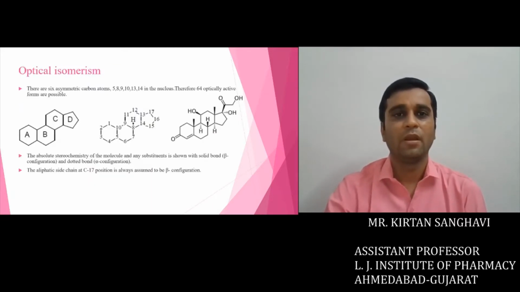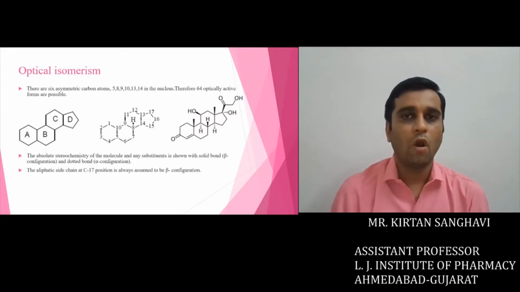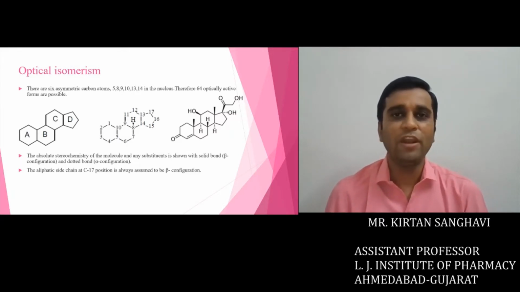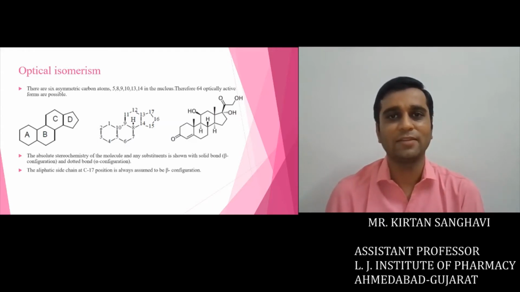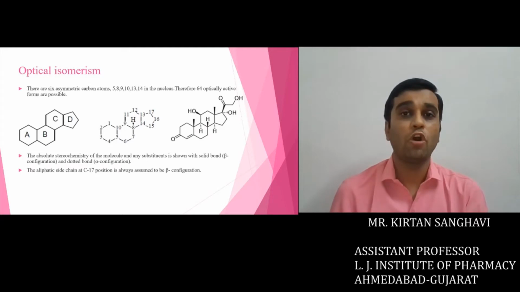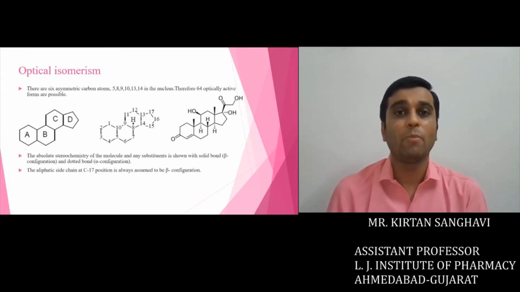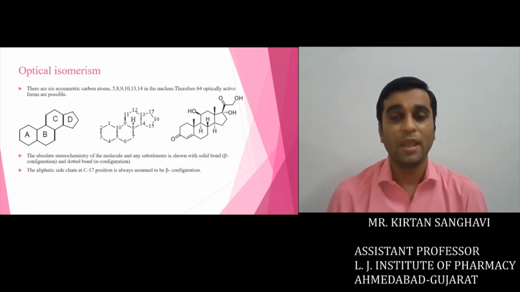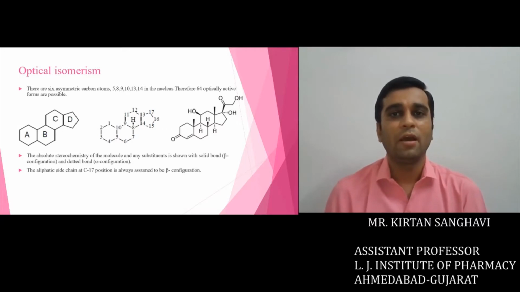Fine. Now, in the case of steroids, optical isomerism. When we talk about optical isomerism, three to four points come into the picture. Number one, how many chiral centers are there in the structure? Based on all those chiral centers, a number of stereoisomers are produced. And we all know very well, each individual stereoisomer plays a very important role in elicitation of biological activity.